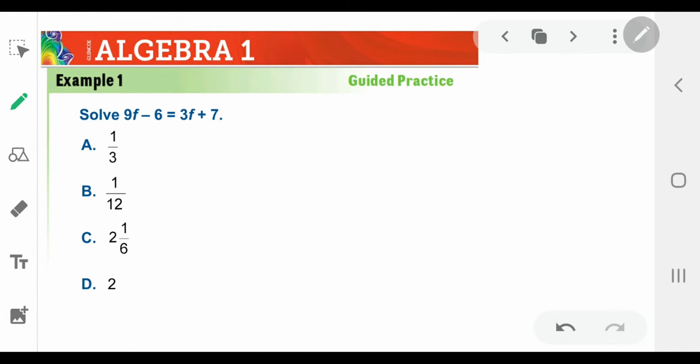Let's see the next example. It's your turn now. Pause the video. Again, follow the steps. Put all the variables on one side, the numbers on the other side, and then start isolating the variable. Let's see, what do we have?